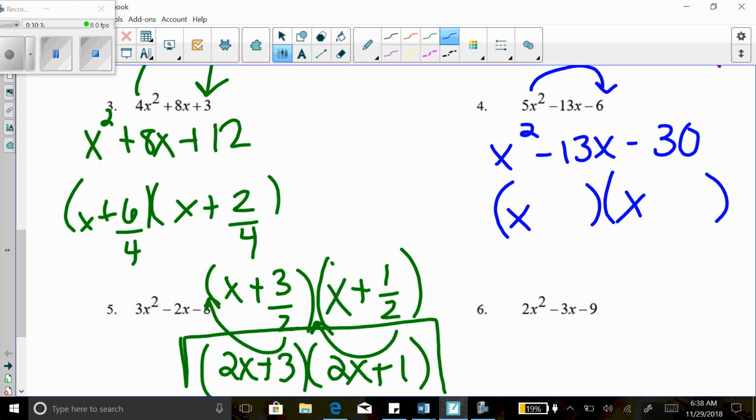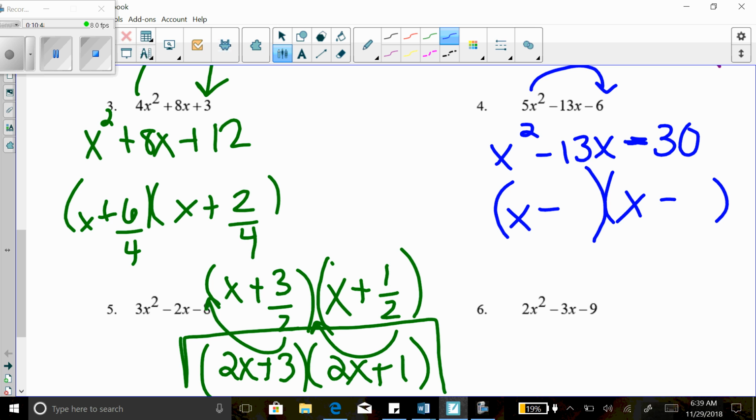And I know all of you guys are probably thinking, let's jump to negative 3 and negative 10. Well, that is true that negative 3 and negative 10 does equal, when you add them, negative 13. But it's not true that negative 3 times negative 10 gives me a negative 30. So those are actually not your answers.